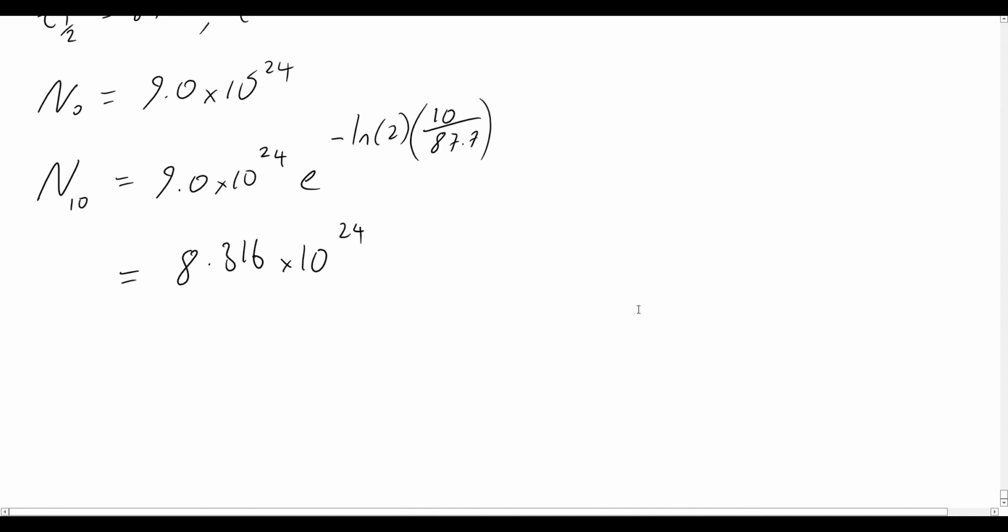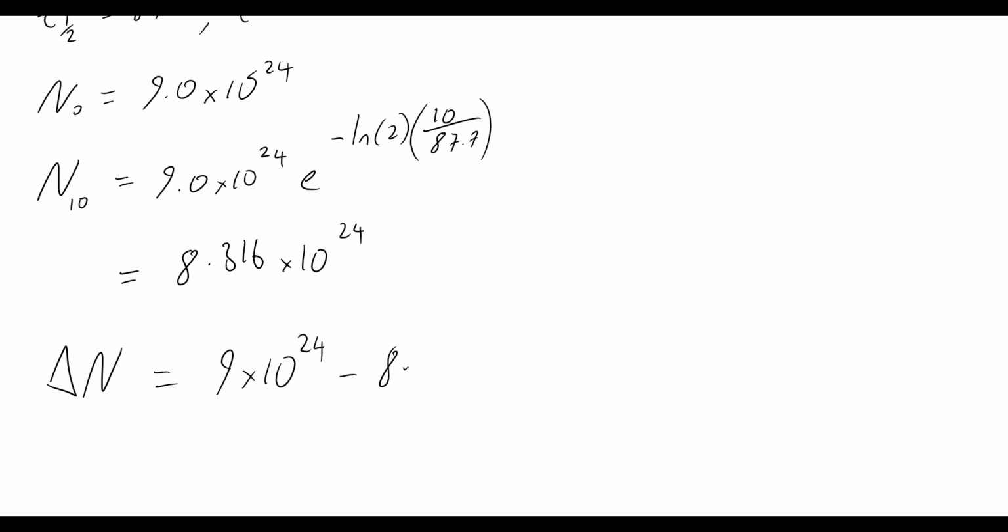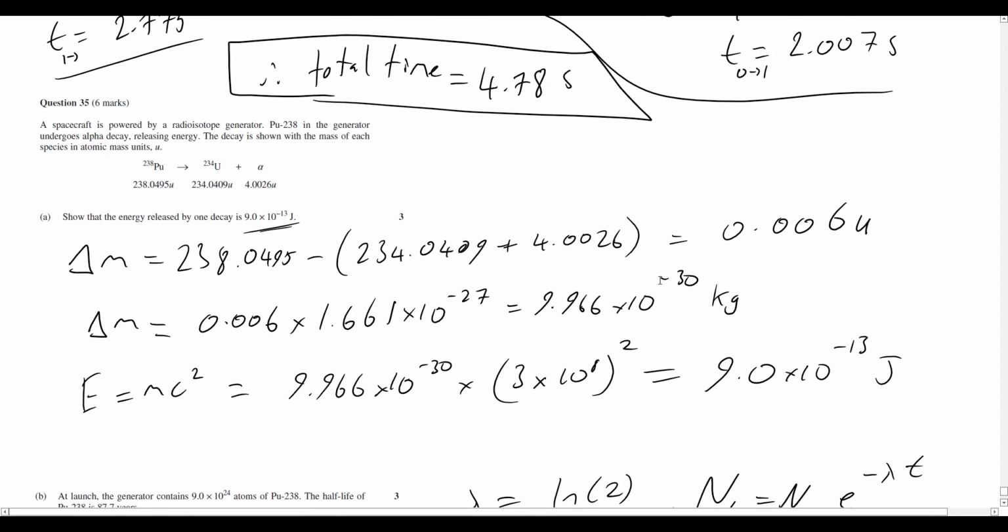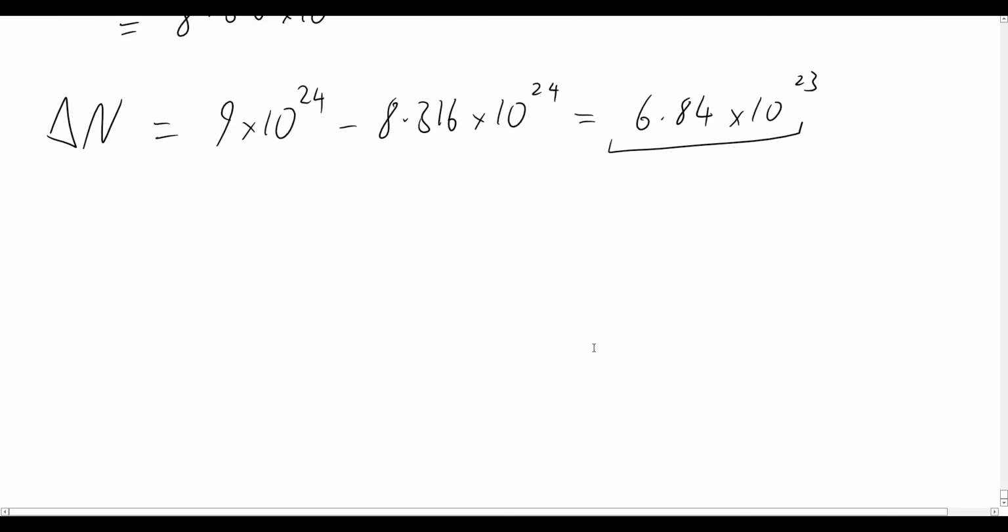Okay, so to do that, all we need to do now is look at, as I said, the difference in the number of particles. So that's going to be equal to 9 times 10 to the 24 minus 8.316 times 10 to the 24. And so that gives us a value of 6.84 times 10 to the 23. And so now, as I mentioned earlier, that's how many particles will be decaying. And we know from part A that when each particle decays, it releases 9.0 times 10 to the negative 13 joules of energy.